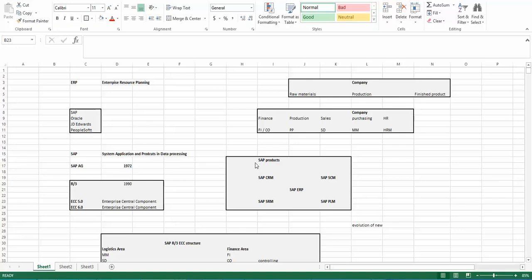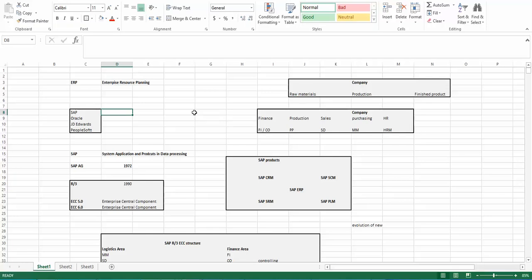successfully. SAP has been one of the most successful ERP softwares, which is being used across many businesses and Fortune 500 and Fortune 1000 companies. Most of the Fortune 500 companies and Fortune 1000 companies would have SAP implemented.